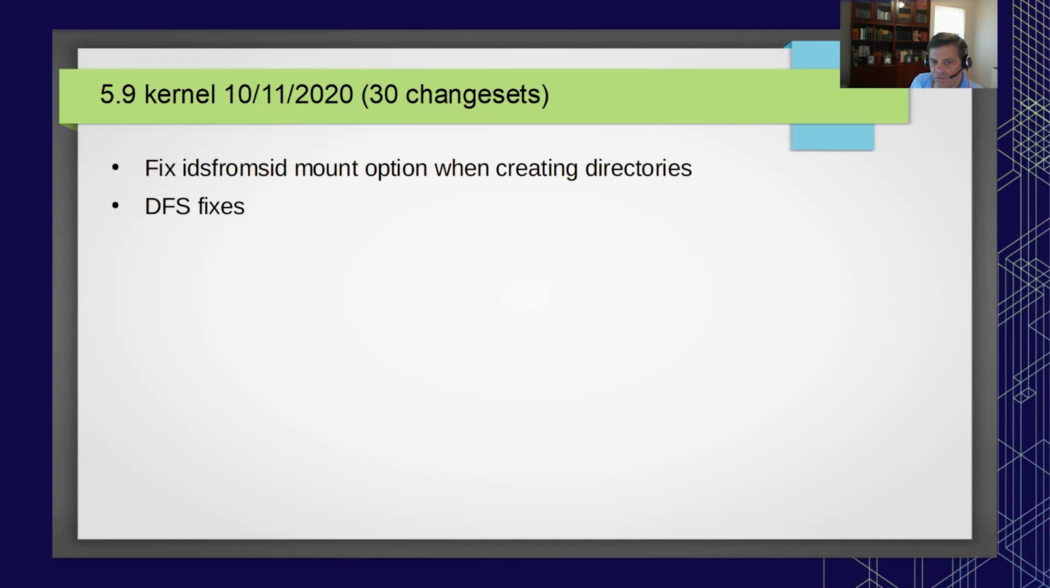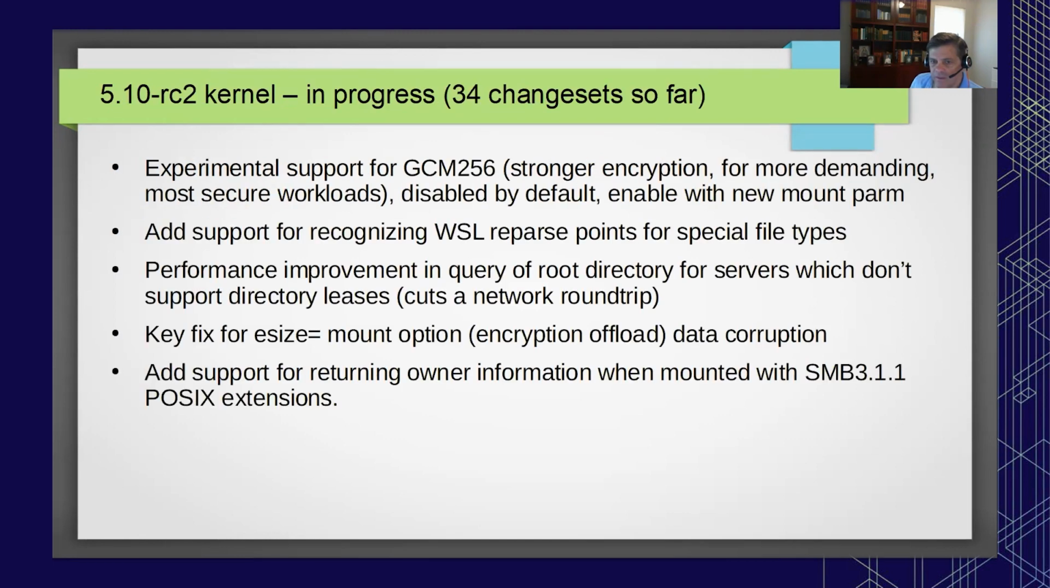In the 5.9 kernel, we made some key DFS fixes, as well as improving IDs from SID when you're creating a directory. In the 5.10 kernel, we've added support for experimental GCM 256. That's stronger encryption. And so those workloads that require the most secure encryption algorithm are now possible with the GCM 256.